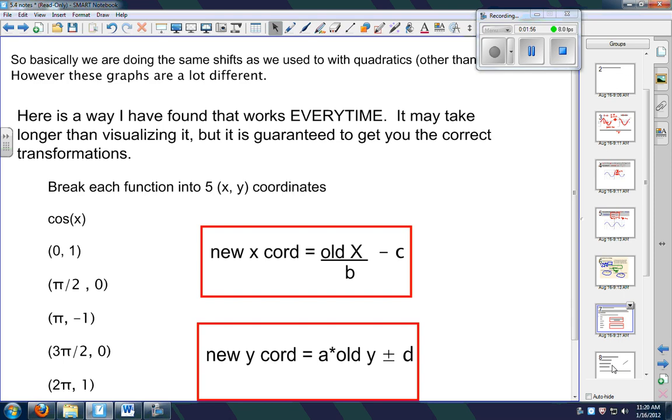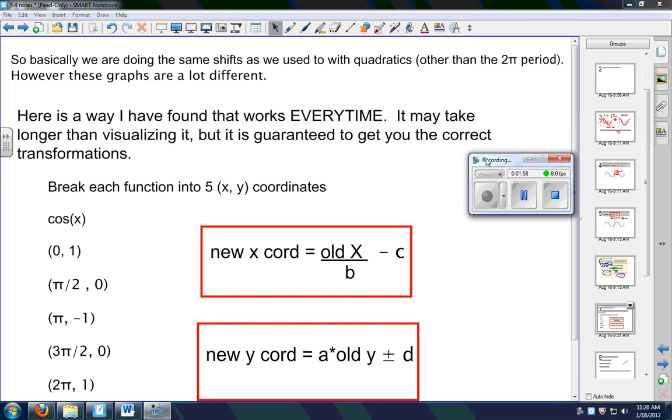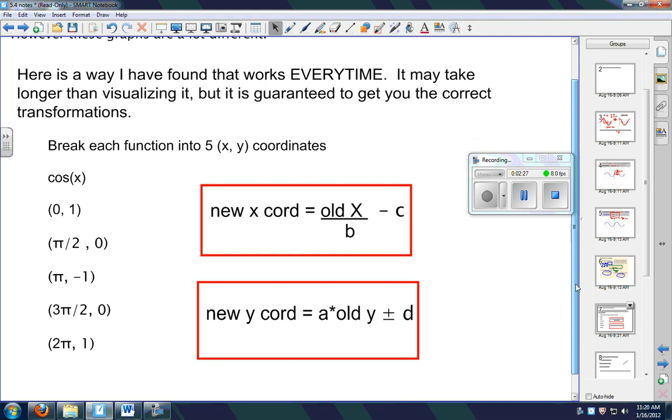Like I said, we're basically doing the same thing with the same shifts we used to do with quadratics or square roots or anything you guys did in your previous classes, but now we're going to have a period of 2 pi. These 2 equations you see here will work every single time. It may take longer than visualizing it, but you're guaranteed to get this guy right. I do them this way, so if you look at any of my answer keys, you'll see me literally transform these 5 points down here.